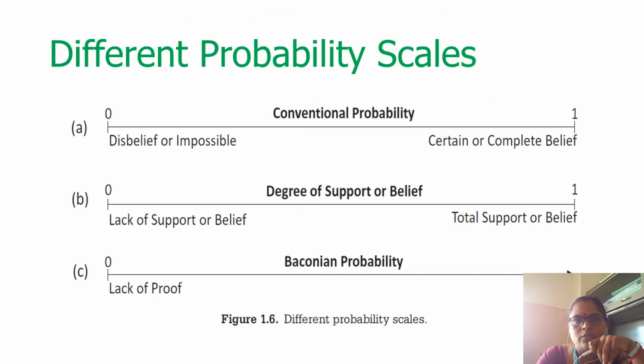So there are 3 scales of probability. The usual, conventional probability has values from 0 to 1, where a disbelief or impossible event is represented as 0, and a complete belief or a certain event as 1. According to belief function, it is based on the degree of support. If it is 0, there is a lack of support or belief, and if it is 1, it denotes total support or total belief. And next is Baconian probability, which is purely based on proof.